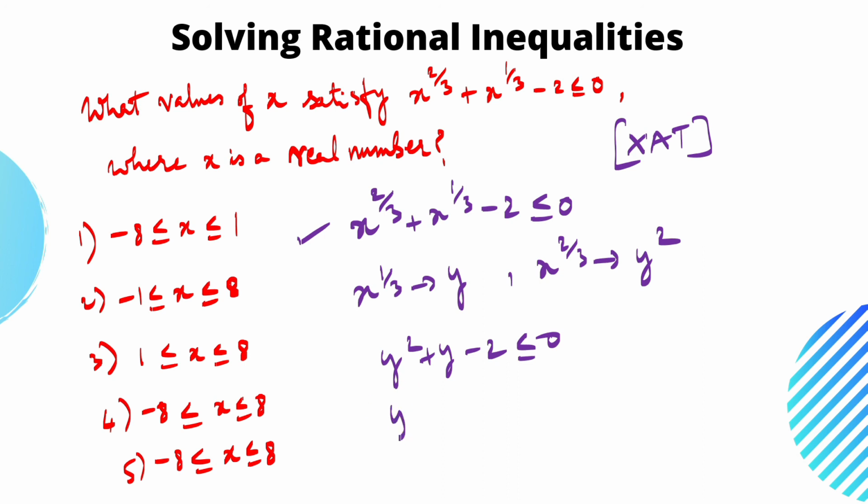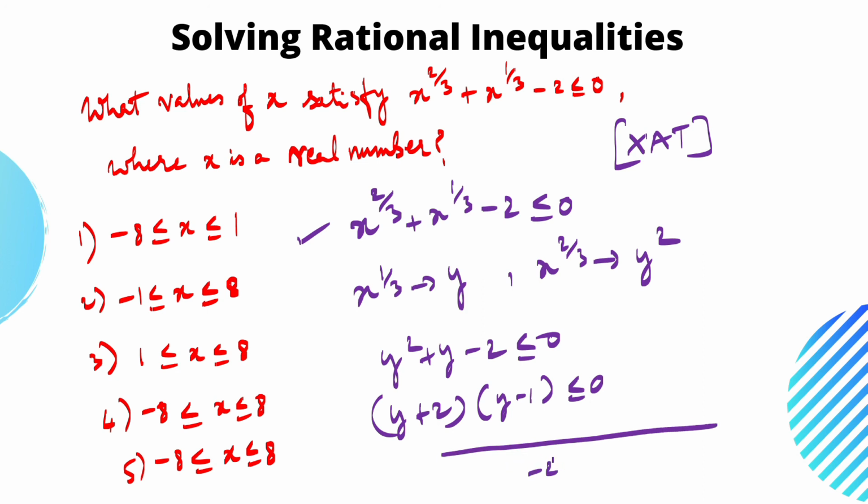And if we solve this, we'll get y plus 2 into y minus 1 less than or equal to 0, right? And just plot this on a number line. Minus 2 and 1, as the roots are minus 2 and 1. The coefficient of y square is positive, so consider positive, negative, positive, and the sign is less than, so always consider the negative part, between minus 2 and 1. So y lies between minus 2 and 1, minus 2 less than or equal to y less than or equal to 1, right?